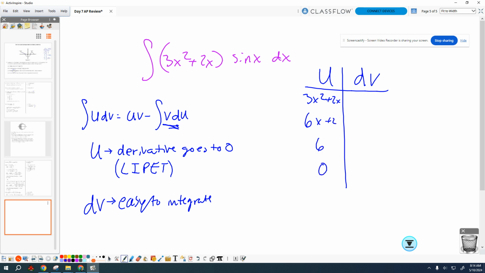So you do the derivative until it goes to 0. The other side, we're going to integrate carefully. Whose derivative is positive sine? It's negative. Negative cosine. Whose derivative is negative cosine? Negative sine. Whose derivative is negative sine? Positive cosine.